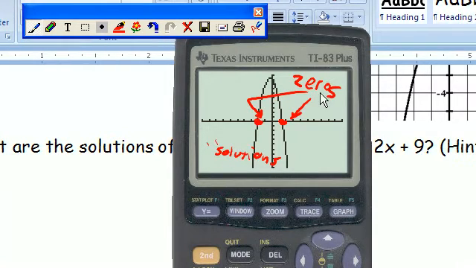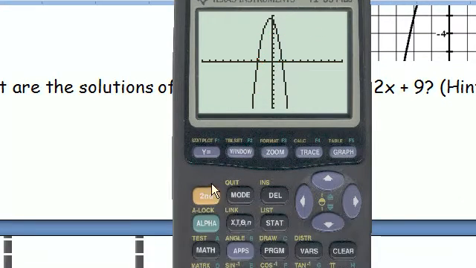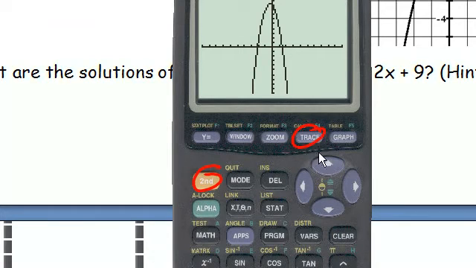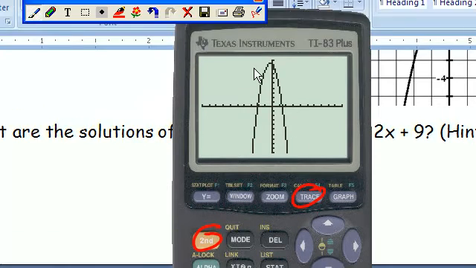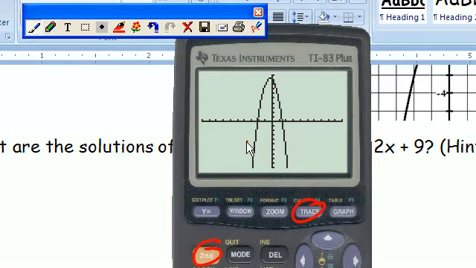So what we're going to do is use a function on our calculator by pressing second and then trace, which will bring us to the calc menu, and it's going to ask us to set a left bound and a right bound to pick out each one of the zeros. Then down here it'll say x equals something, and then it'll say y equals 0. And then we'll do the same thing for this 0 right here.